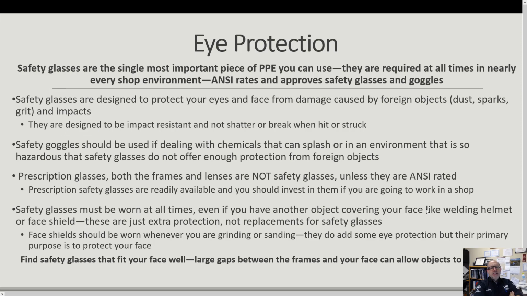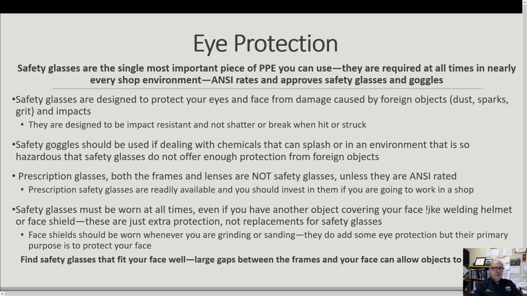Eye protection. Safety glasses are the single most important piece of PPE you can use. In most shops, they're required at nearly all times. And ANSI rates and approves safety glasses and goggles. Safety glasses are designed to protect your eyes and face from damage caused by foreign objects, dust, sparks, grit, and impacts. They're designed to be impact resistant and will not shatter or break when hit or struck. And that's not just the lenses, it's the frames as well.